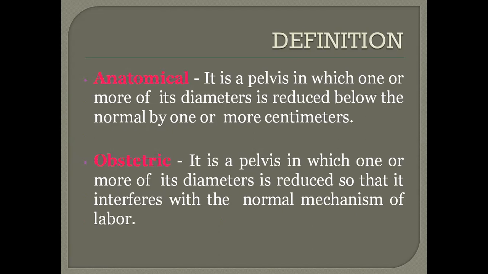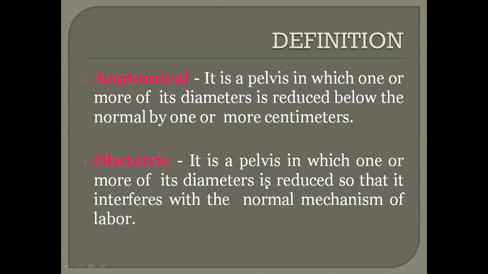Okay, so the diameters will be reduced by 1 centimeter or more than 1 centimeter. Then it is known as the anatomical definition of contracted pelvis. Then, on the basis of the obstetrical aspect, it is a pelvis in which one or more of its diameters is reduced so that it interferes with the normal mechanism of labor.